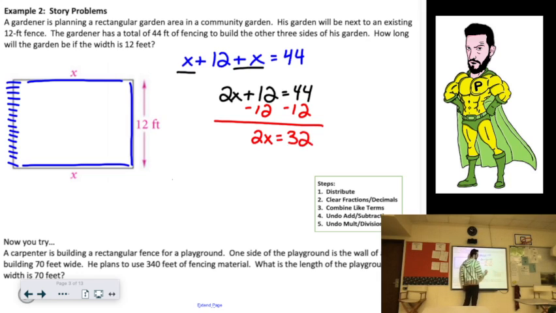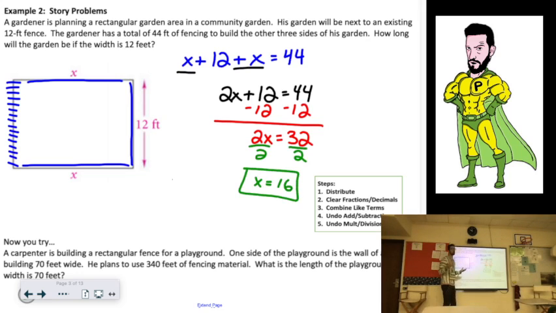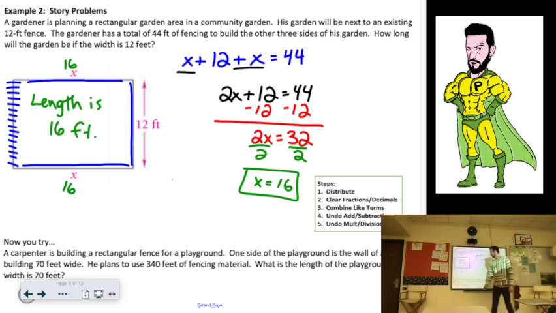Half of 32 is 16. Now let's make sure that's actually answering our question here. So this would be 16, this would be 16. And they were asking how long will the garden be if the width is 12. So the width is 12 and the length is 16 feet. Great. We got another one of those rectangular problems here.